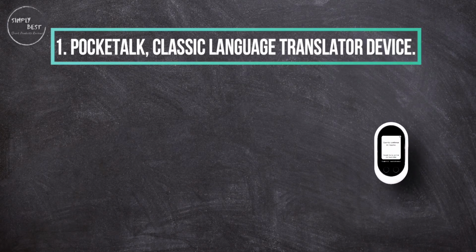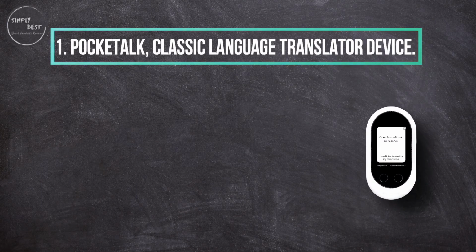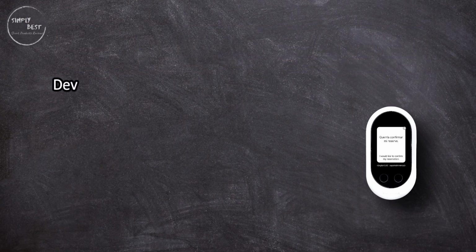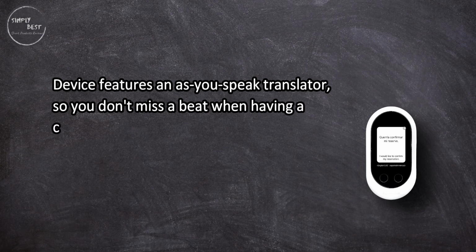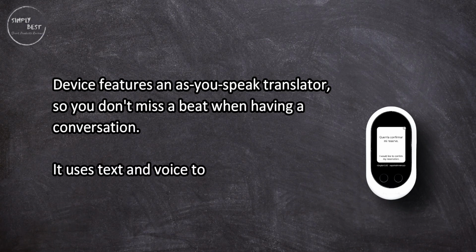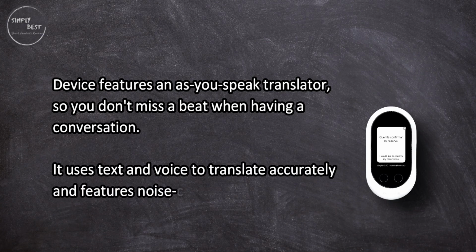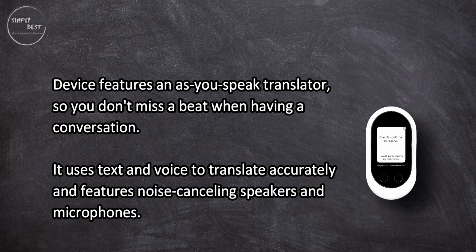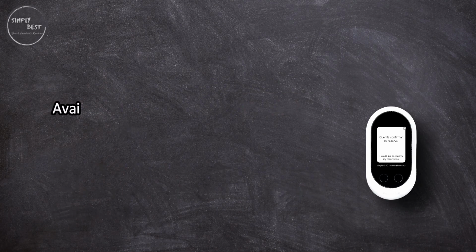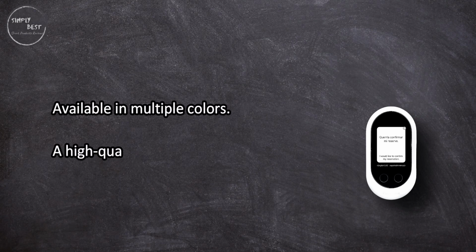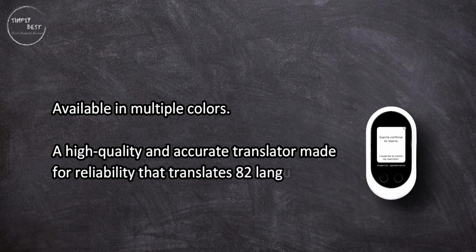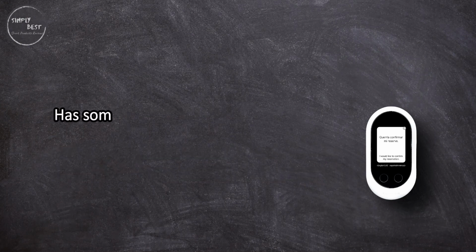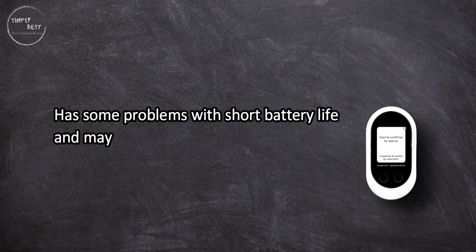At number 1, POCKETALK, classic language translator device. Device features an as-you-speak translator, so you don't miss a beat when having a conversation. It uses text and voice to translate accurately and features noise-cancelling speakers and microphones. Available in multiple colors. A high-quality and accurate translator made for reliability that translates 82 languages. Has some problems with short battery life and may not work well in every location.